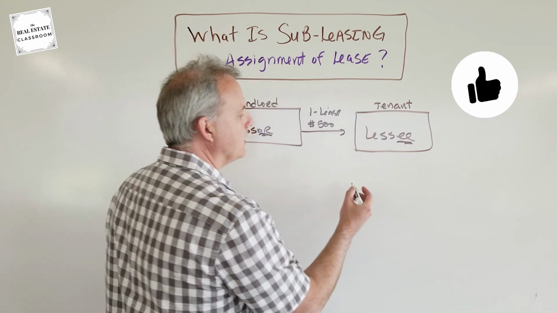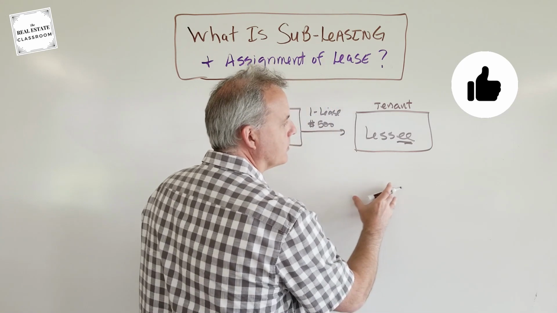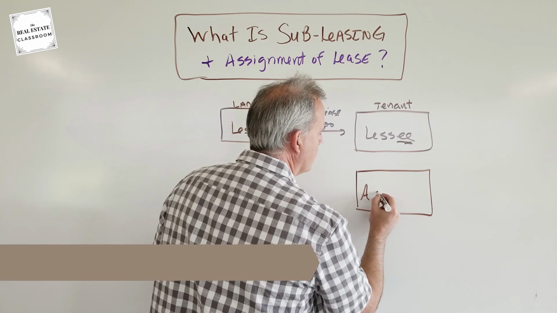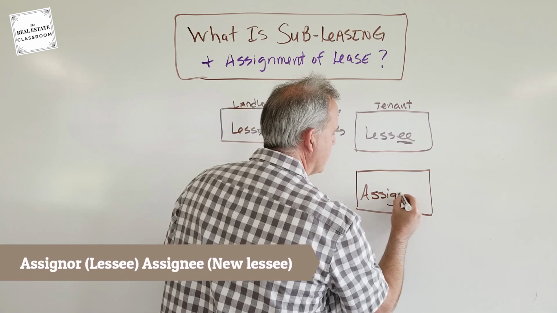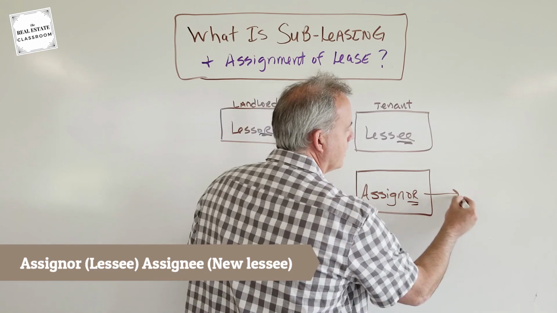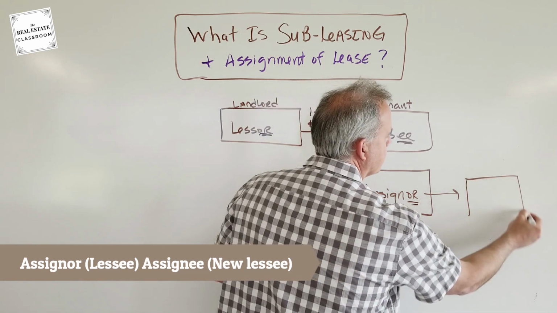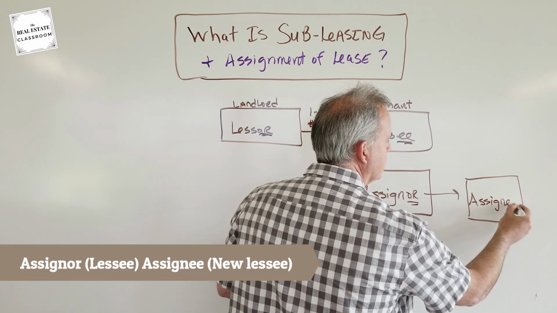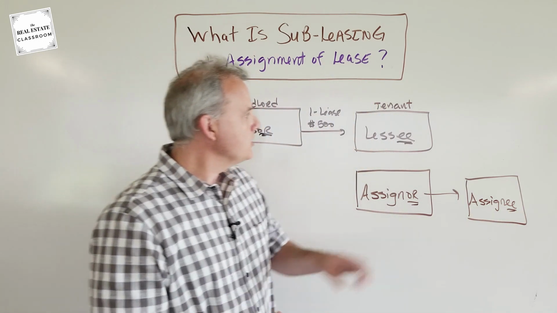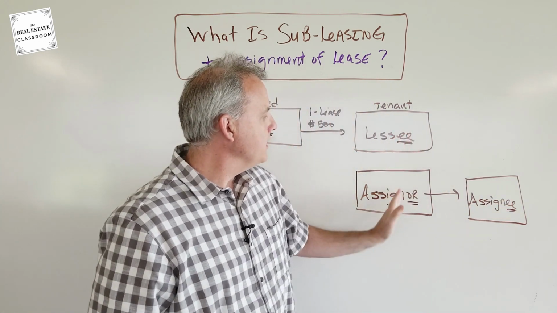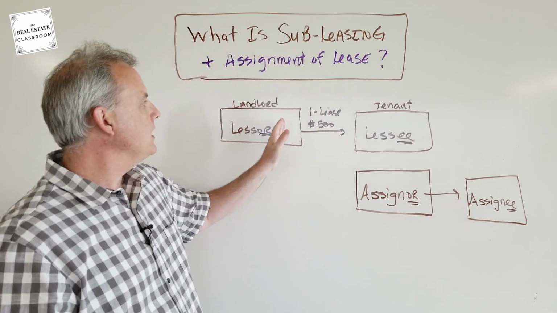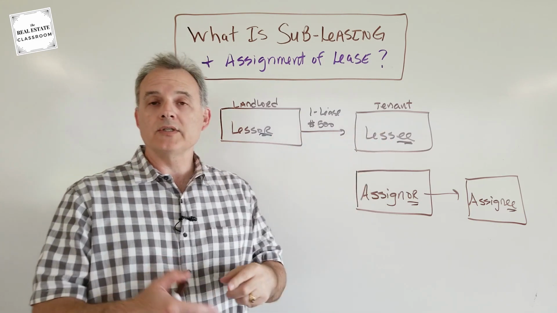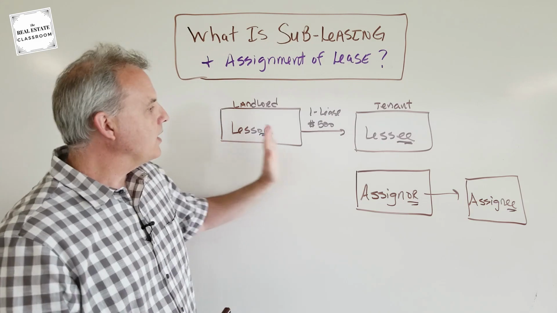So the tenant wants to assign the lease agreement over to one of their friends. The tenant becomes what's called the assignor. And the person that's receiving the assigned lease agreement is, you guessed it, the assignee, with two E's. So the relationship between these two is the assignor and the assignee, but the relationship between the landlord and tenant still exists, which is the lessor and lessee. That's why I drew this the way it is.